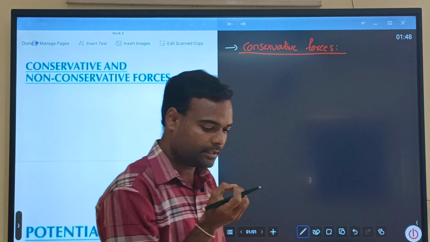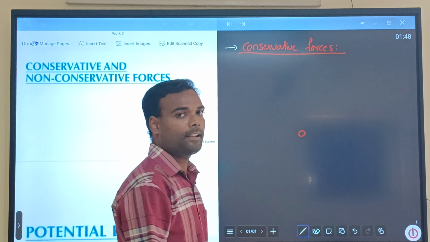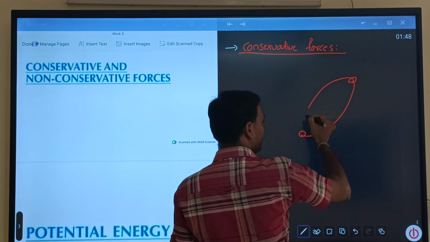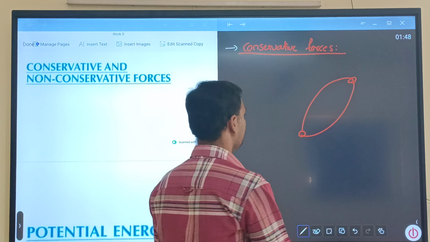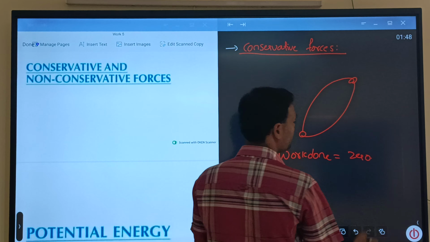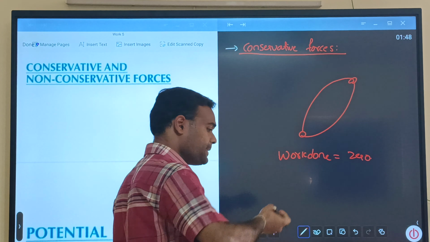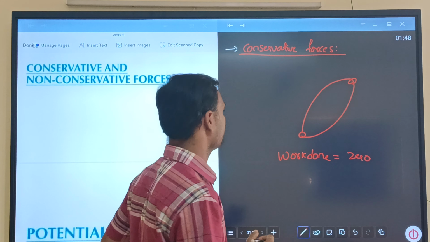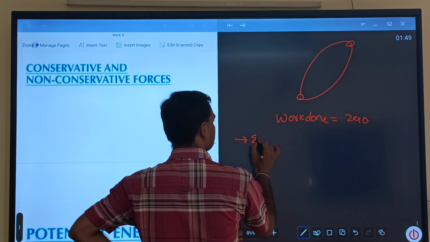Conservative forces means, suppose an object starts its journey from this point and travels up to a location, and then comes back to its original position, and the total amount of work done is equal to 0. If the total work done is equal to 0, then we can say that the force which makes the total work done 0 is known as a conservative force, right? Next, I will give you an example.